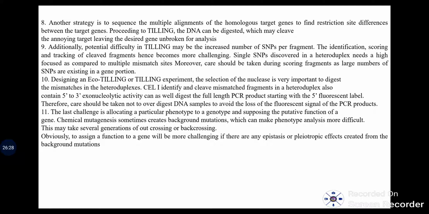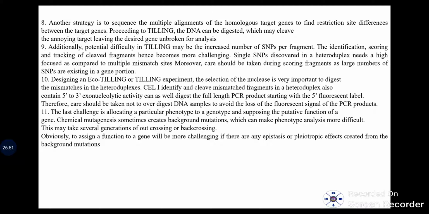Therefore, care should be taken not to overdigest the DNA sample, to avoid the loss of fluorescent signal of the PCR product. The most important challenge is allocating a particular phenotype to a genotype and supposing the putative function of a gene. Chemical mutagenesis sometimes creates background mutations which can make phenotype analysis more difficult. This may take several generations of outcrossing and backcrossing.